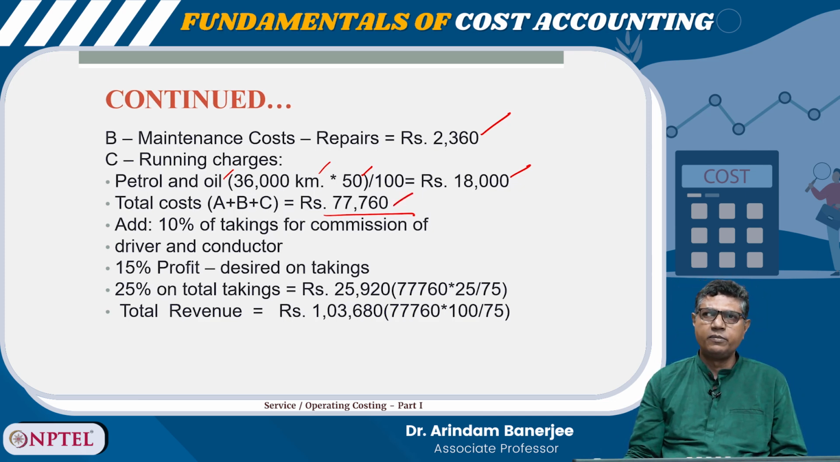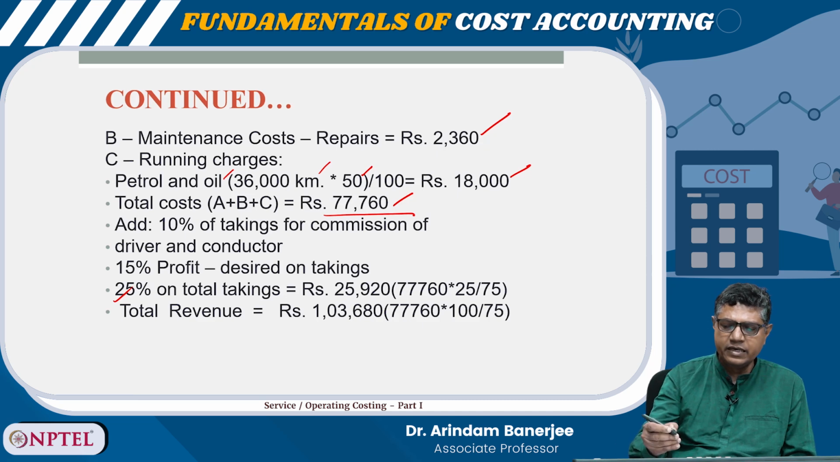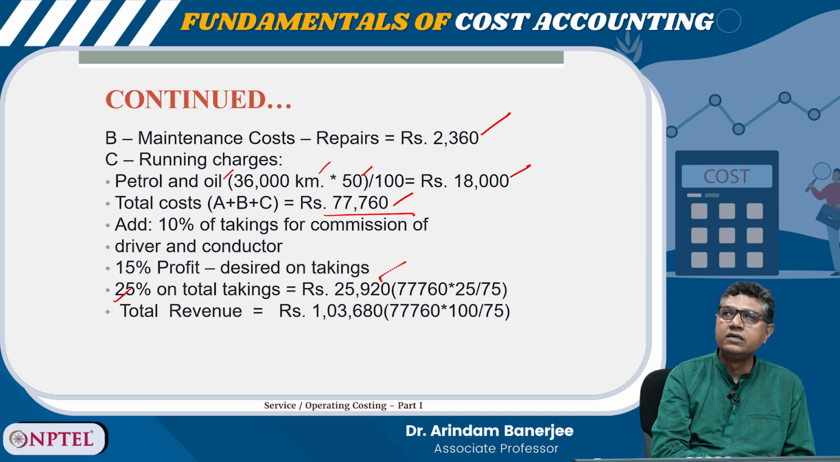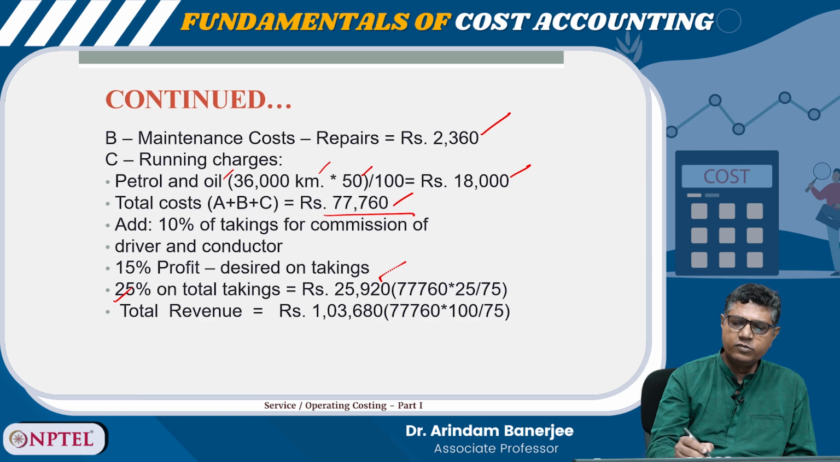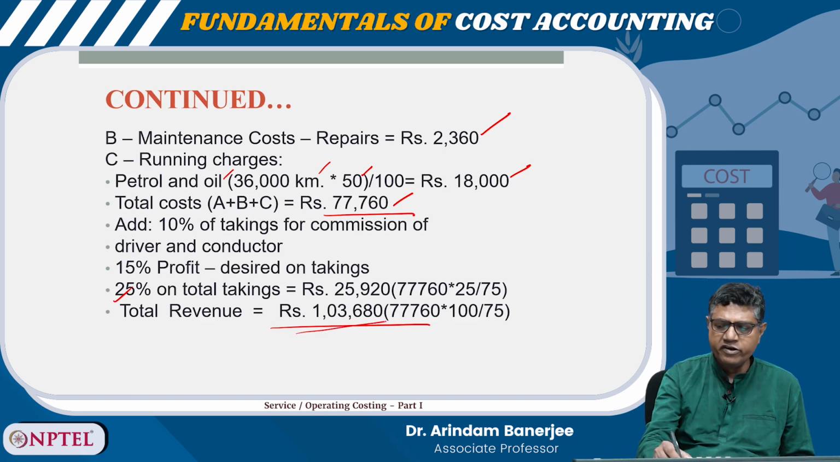Fine. So we got this amount, 77,760. Now add 10% of takings for commission of the driver, and 15% profit. So 15 plus 10 is 25%. Calculating 25%, the total taking is 25,920. That means, if I have to earn 25,920 rupees as profit and commission, how much total revenue should I earn? The total revenue should be 1,03,680. So this should be my revenue.